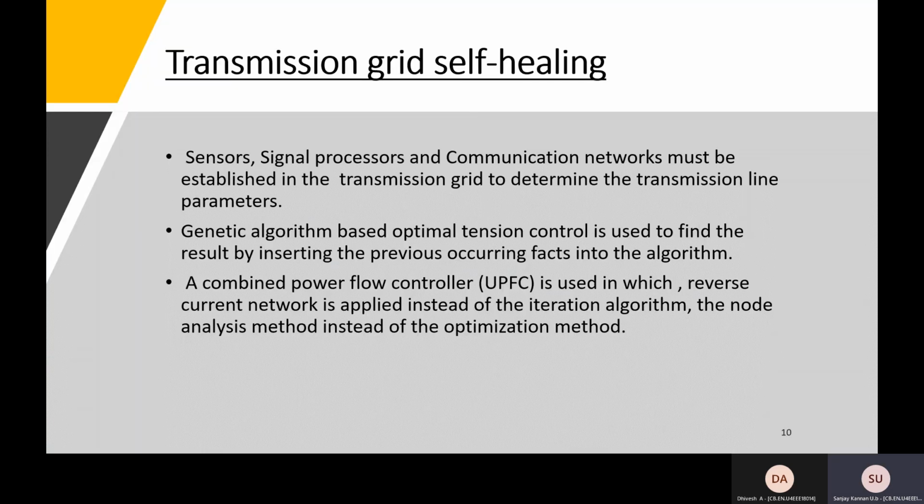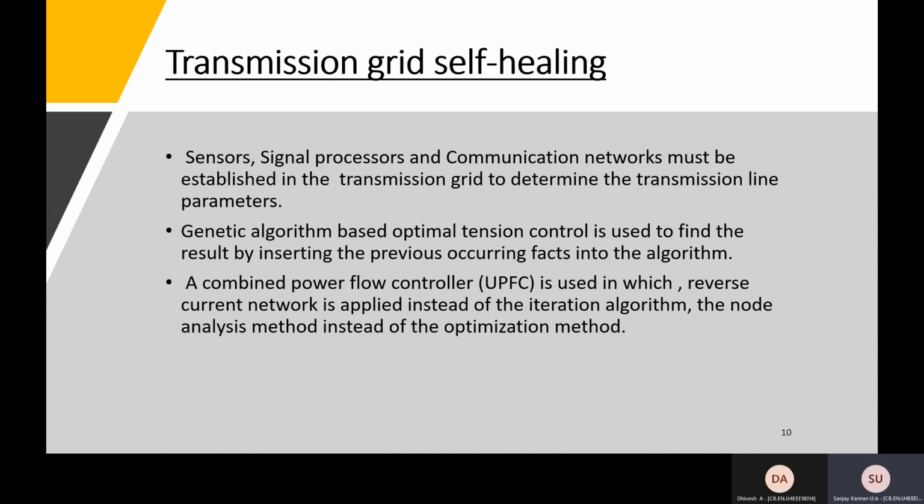So basically, in a transmission grid, we will have different kinds of sensors, signal processing, and a communication network to determine the transmission line parameters. And here we have a genetic algorithm based optimal tension control. This method is used to find the fault position, and here what we do is we insert the previously occurring facts into the algorithm, and based on this the fault location is found.